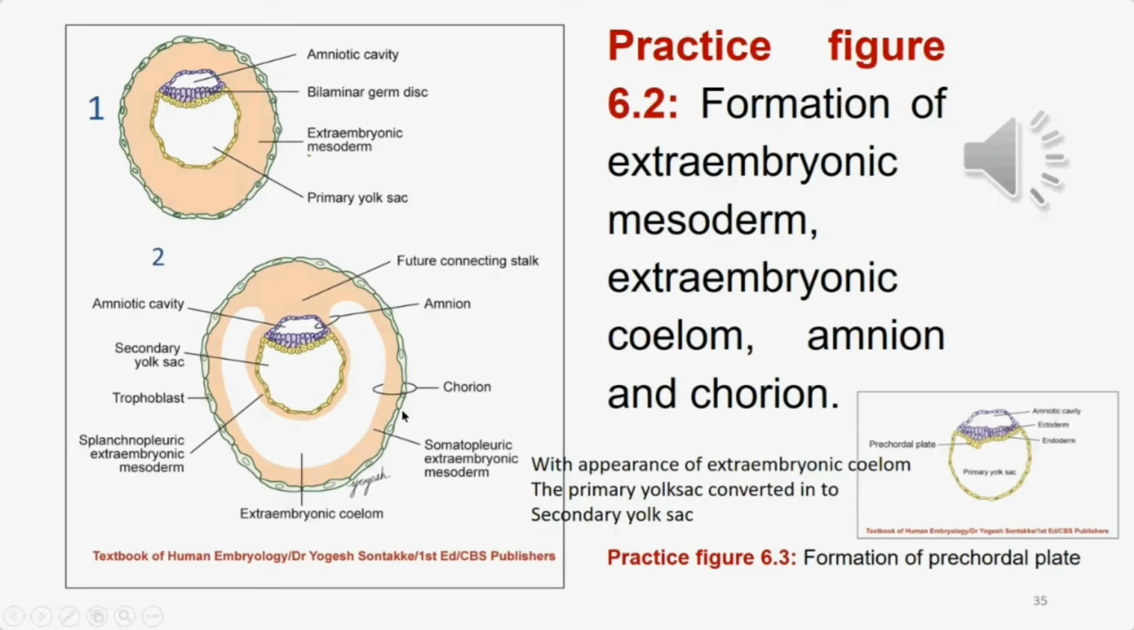So the chorion is important because it forms a placenta. So placenta is formed by the chorion. In the placenta the villi are formed, so it is known as the chorionic villi.